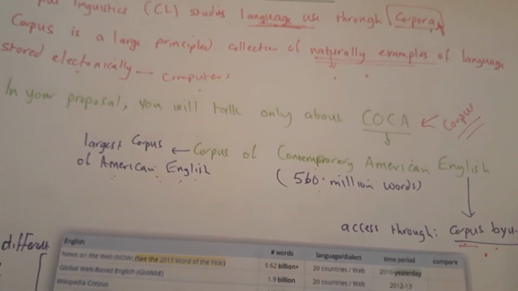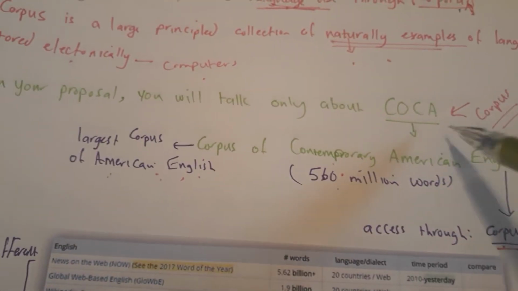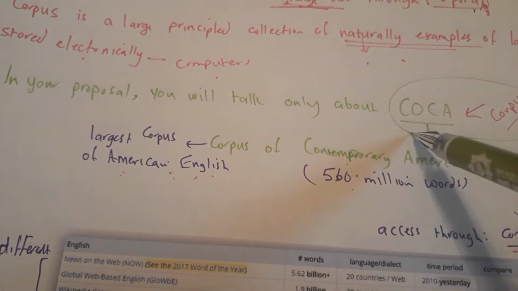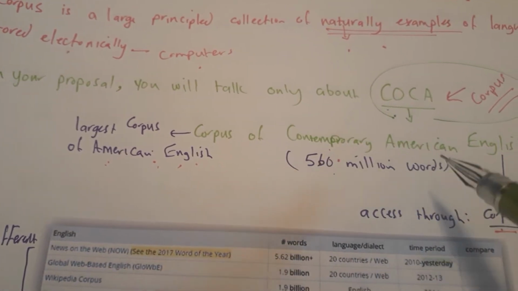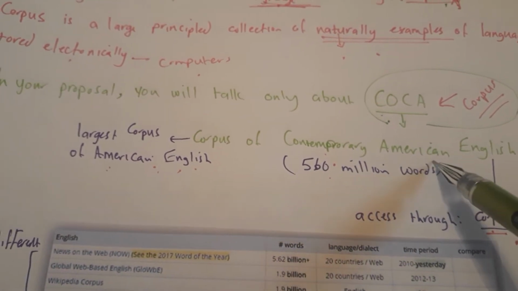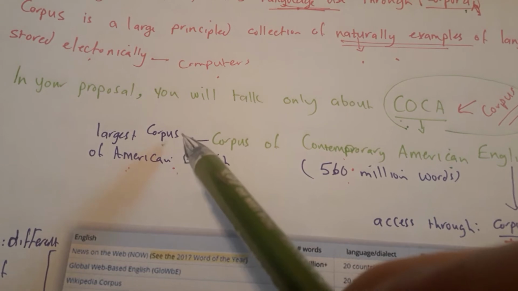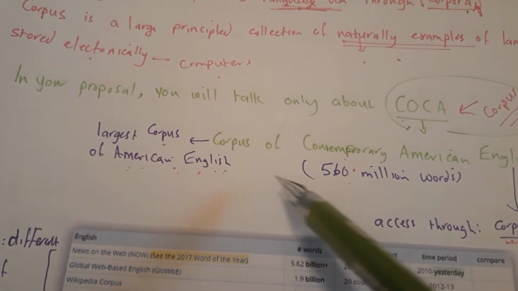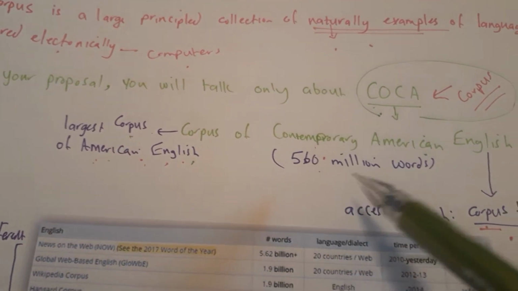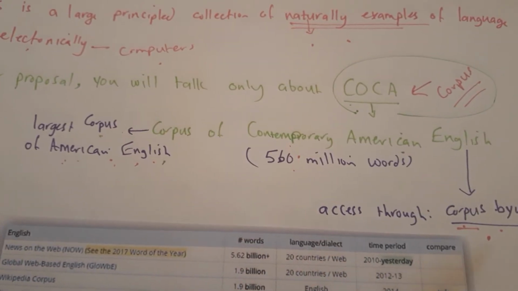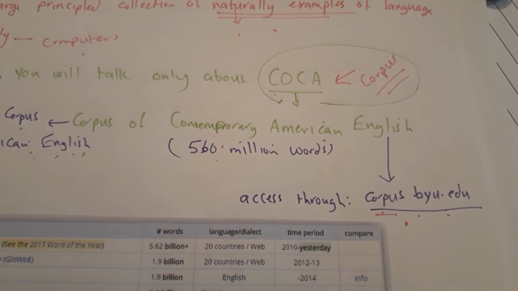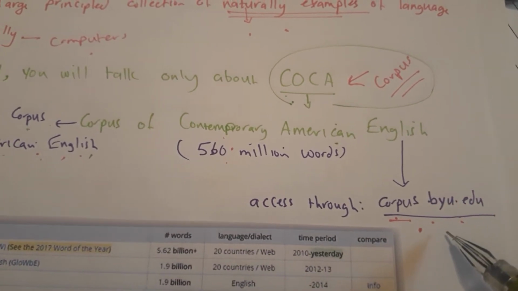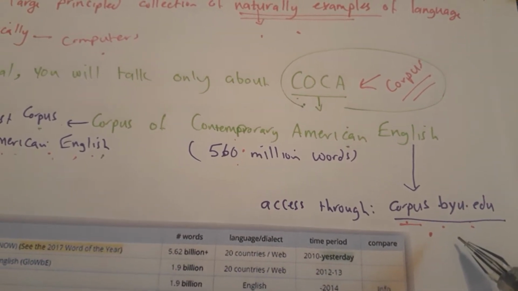Now, in your proposals, you will talk only about COCA. This is the only corpus we are interested in. And COCA is the abbreviation of Corpus of Contemporary American English. This corpus is considered to be the largest corpus of American English. It includes about 560 million words, and you can access this corpus using this link, which is corpus.byu.edu, and you have to pay money for the full access.